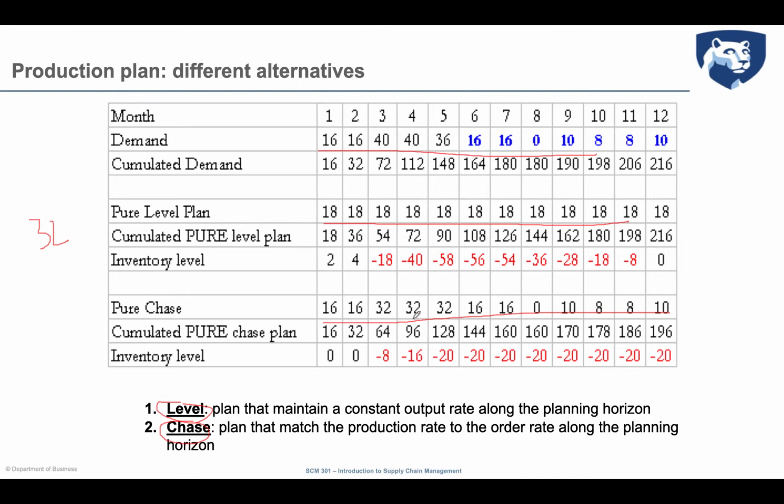That's why you see this red unit, because it means that in some period you accumulate stock out, and then in the case of the pure level plan you can free it in the next period. Instead, in the pure chase, keeping production in line with the demand, you have this maximum of 20 units of stock out that will never be solved in the future.